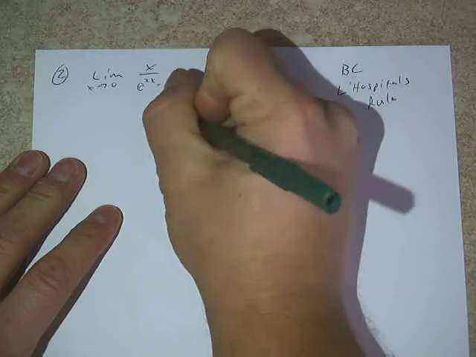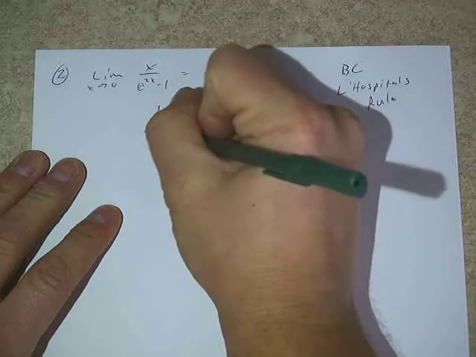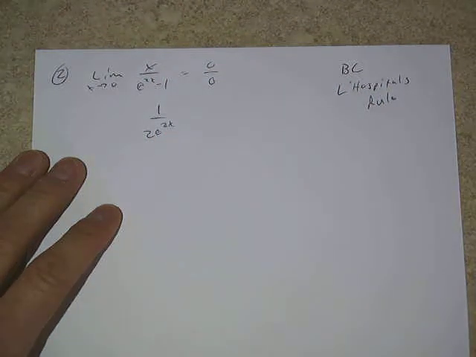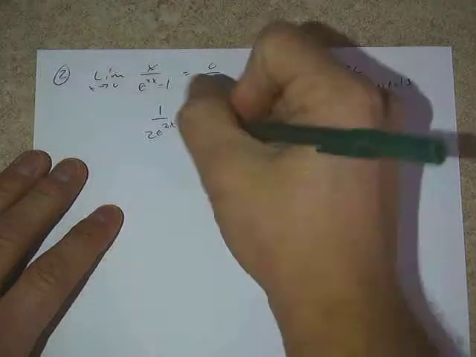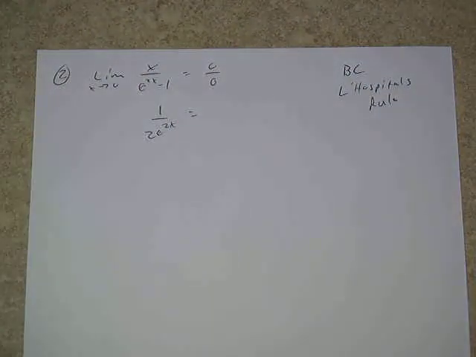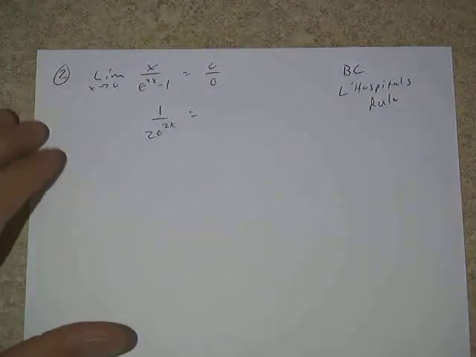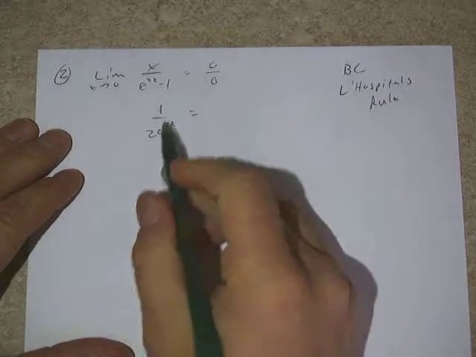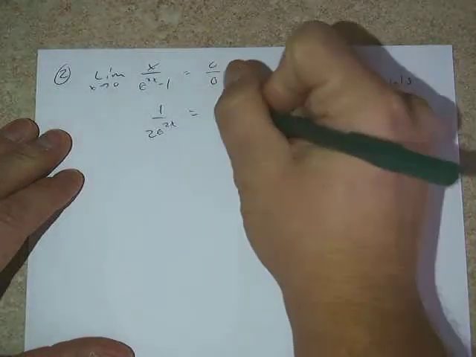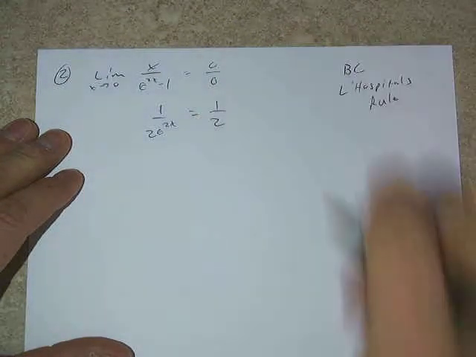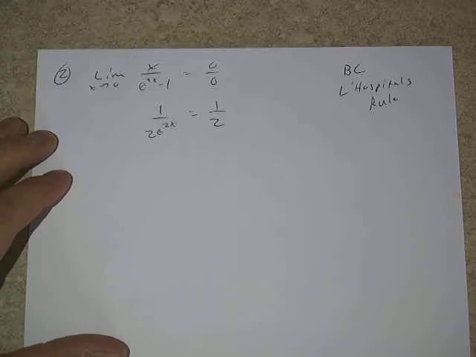And so if we take the derivative, then we'd have 1 on top, 2e to the 2x on the bottom. Derivative of the top is 1, derivative of the bottom, 2e to the 2x. Plug in 0 now, we'd get 1 over 2 times e to the 0, which would be 1 over 2. So ultimately it'd be a half, which is letter B.